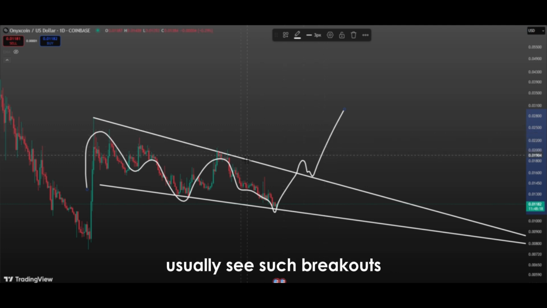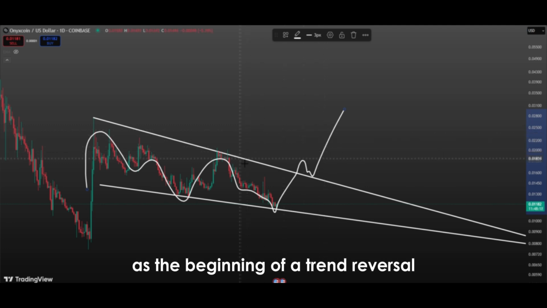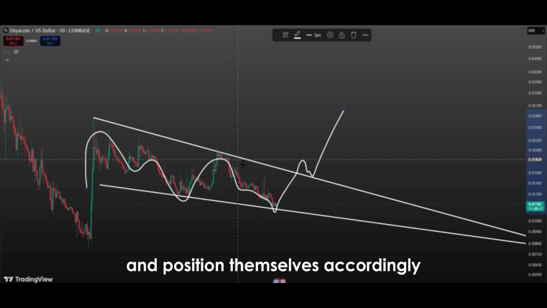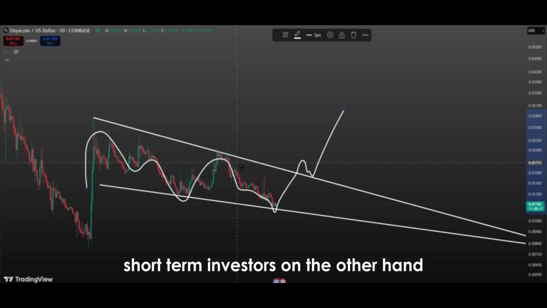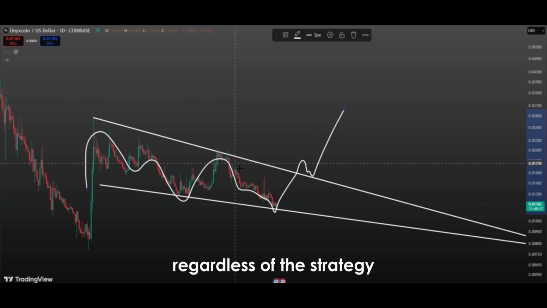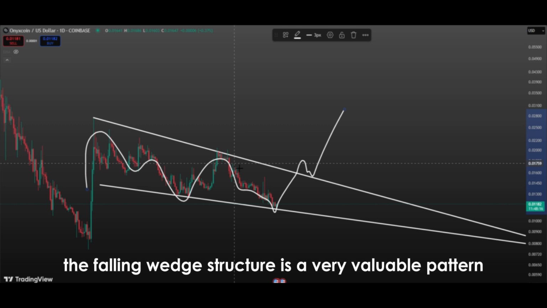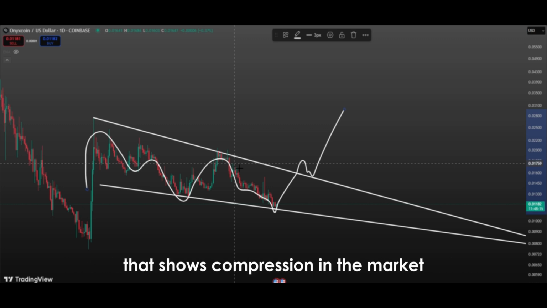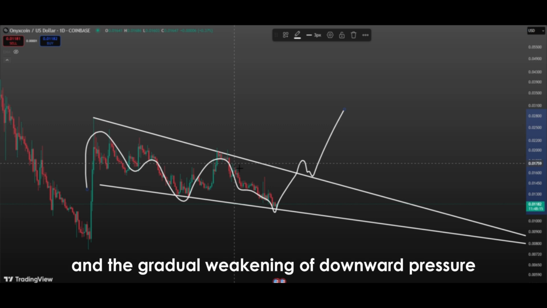Long-term investors usually see such breakouts as the beginning of a trend reversal and position themselves accordingly. Short-term investors, on the other hand, tend to take advantage of the breakout moment and its immediate aftermath. Regardless of the strategy, the breakout of the falling wedge pattern is interpreted as a highly positive development in technical analysis. In conclusion, the falling wedge structure is a very valuable pattern that shows compression in the market and the gradual weakening of downward pressure.